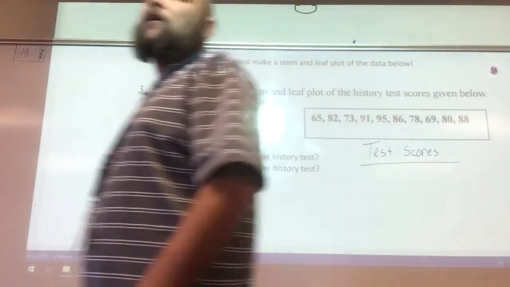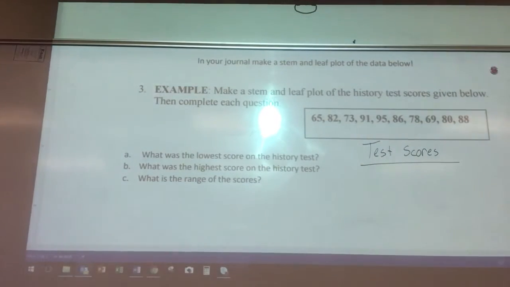I didn't see on many of y'all's papers a title. So you need to make sure you have a title. If you do not have a title, please put a title on there. As long as it's something related to test scores or history scores or something like that, then you're going to be fine. But it must have a title.